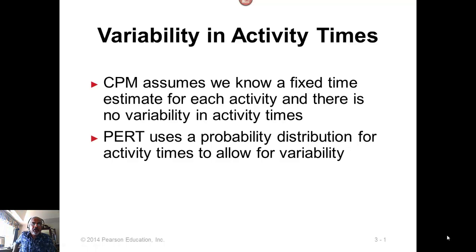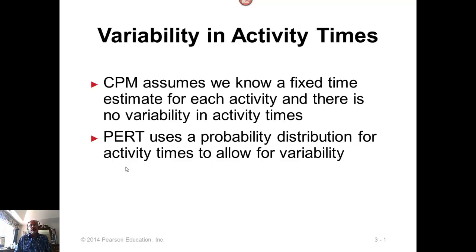Up to this point, all the concepts that we have discussed are common for both the CPM and the PERT analysis. At this point, we're going to look at PERT particularly, and we'll look at CPM later on. In CPM, we assume that the activity times are fixed and there is no variability in the activity times. But PERT uses probability distribution for activity times to allow for variability.